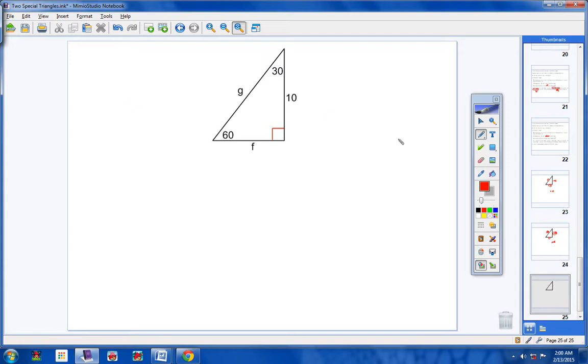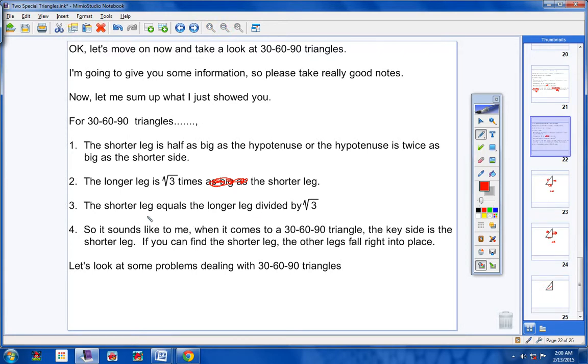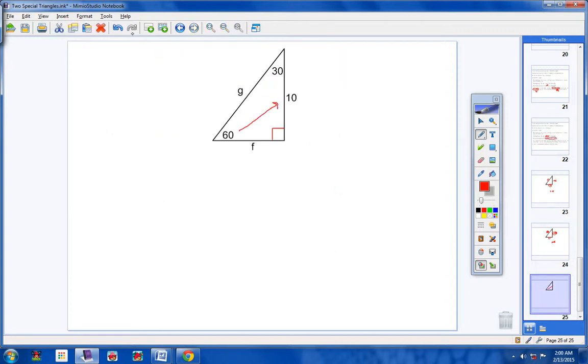Alright, here we go. Now, notice what side you do know is the longer leg, okay? Let's go back here and look. You ready? The shorter leg equals the what? Longer leg divided by what? Square root of 3. So we're going to take this longer leg right here, 10, and we're going to divide it by the square root of 3. So F equals 10 divided by the square root of 3. That's so simple, students. It really is. So take your longer leg, divide it by the square root of 3, and that's your shorter leg.